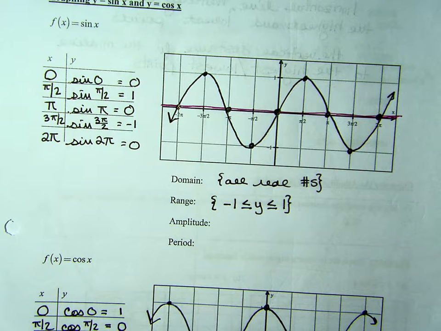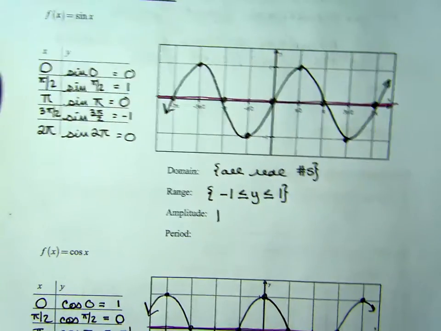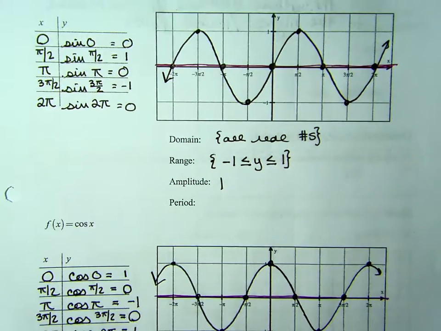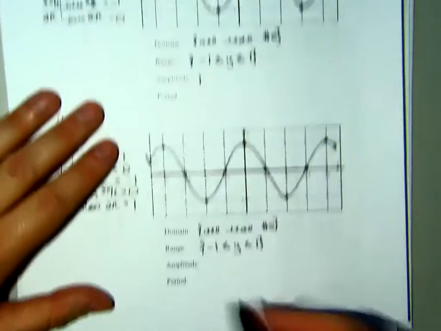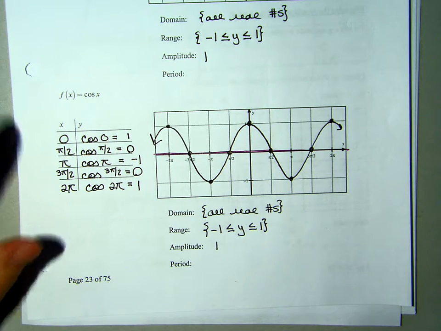So what are we going to say? 1. The amplitude here is 1. You're going up 1 to get to the highest, and going down 1 to get to the lowest. Amplitude is always a positive number. It is a distance, so the amplitude is 1. What about for your cosine graph? Still 1. We'll talk about changing the amplitude in a little bit.